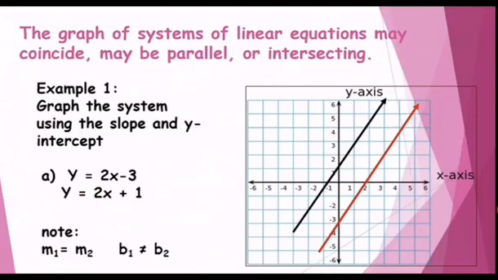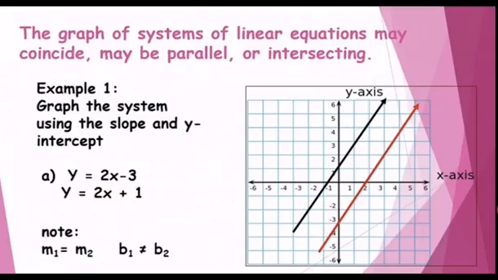Example number 1. Graph the system using slope and y-intercept. Letter A, y equals 2x minus 3 and y equals 2x plus 1. In y equals 2x minus 3, the y-intercept is negative 3. So we plot 0, negative 3 since the y-intercept is the value of y when x is 0. And then from point 0, negative 3, we move 2 units up because the slope is positive 2. So the graph of y equals 2x minus 3 is shown using the red line. On the other hand, the graph of y equals 2x plus 1 is shown using the black line.